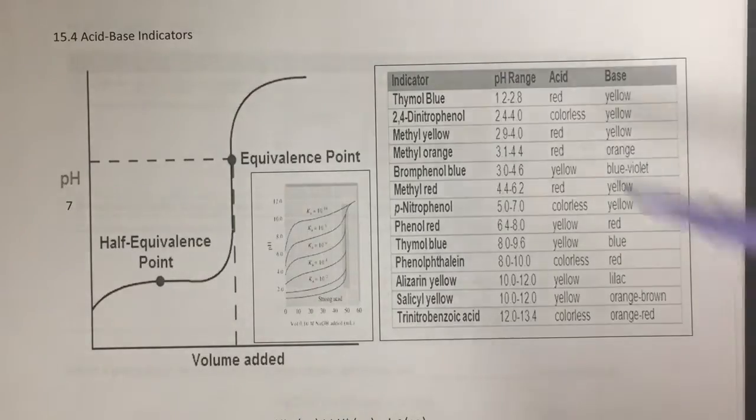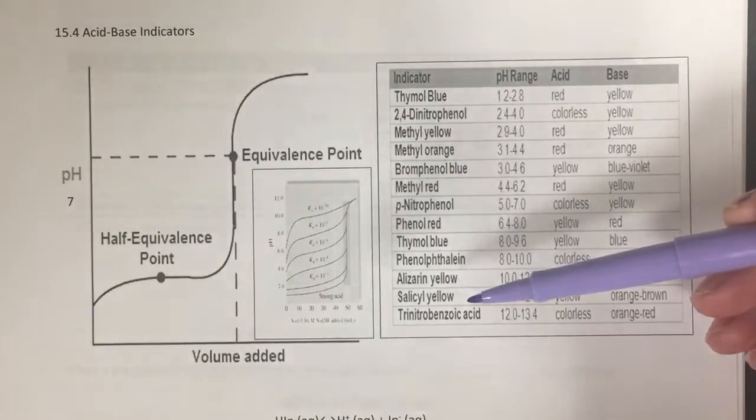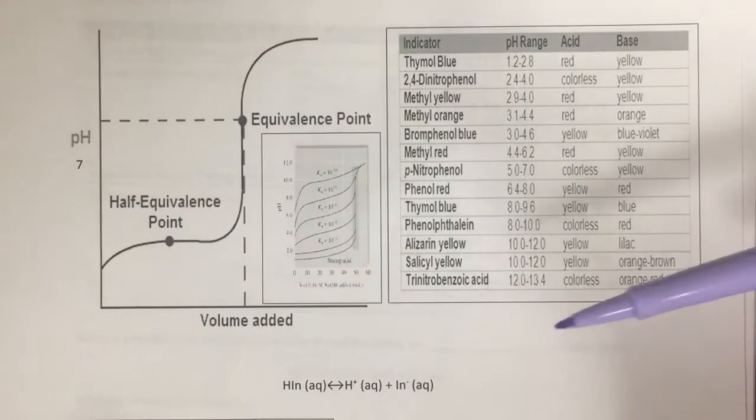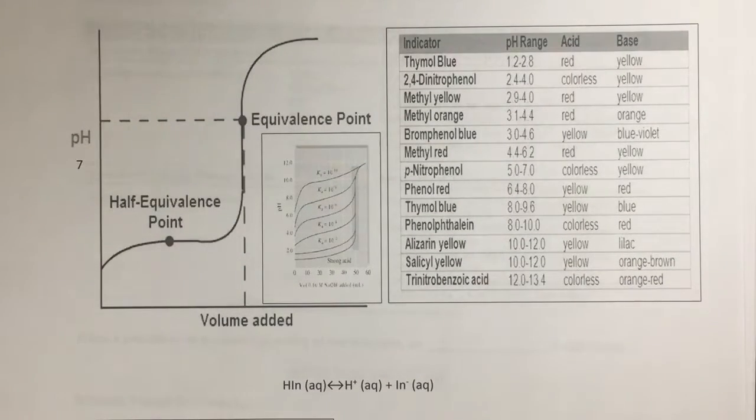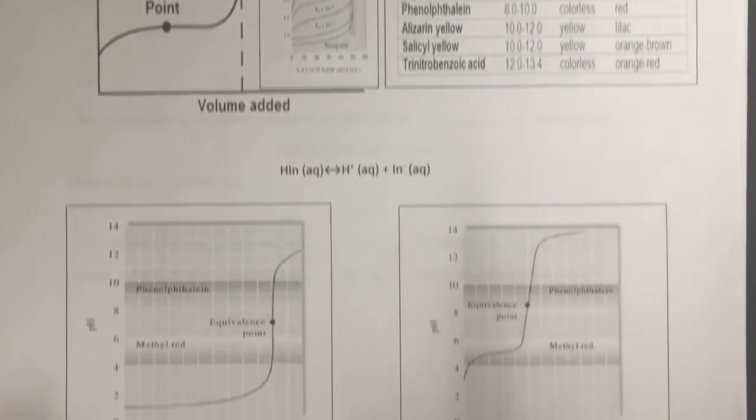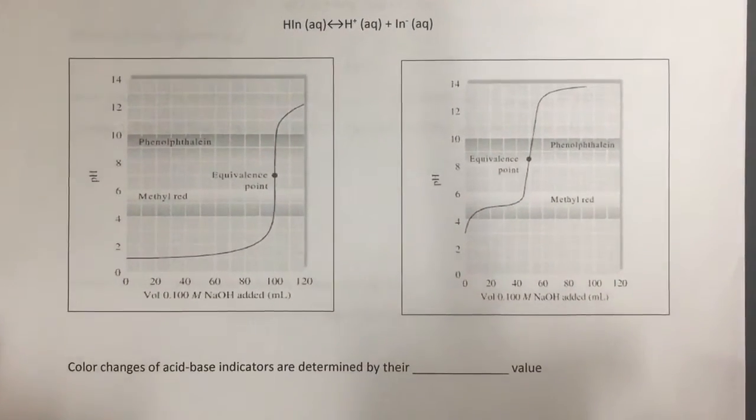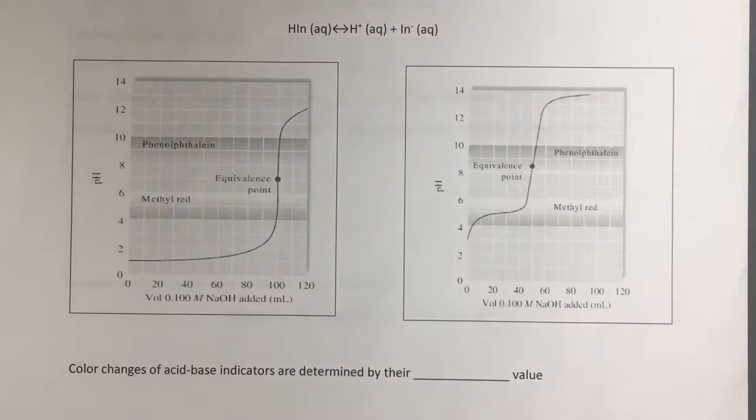Now, when we look at different types of indicators, it turns out that most of our indicators are actually weak acids themselves. Because they're weak acids, they exist in equilibrium, and so the reaction can go both ways. So my indicator, when it's a weak acid, will have one color. When it breaks apart into the conjugate base and a proton, it will have another color.